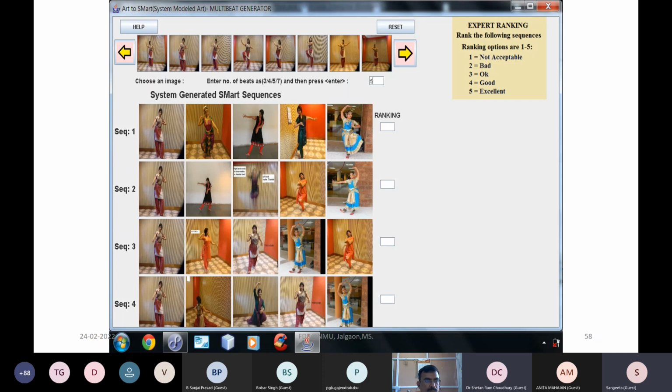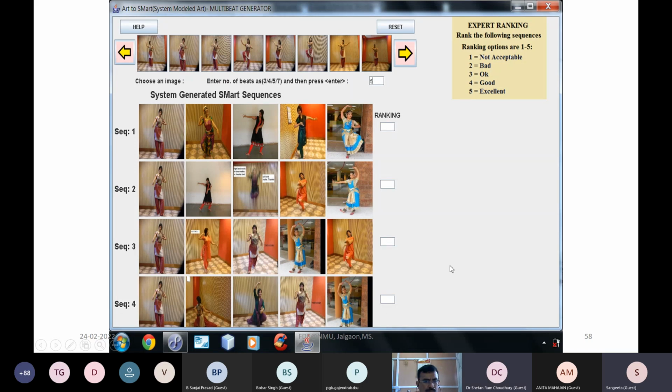So through the Art to Smart system, we had so many unique poses, and for the same sequence, see, this is sequence 1. So if it's a 5-beat movement, the dancer can choose this movement and say, okay, this is the best. Or she can choose this or this or this. There are 10 different sequences generated by the system. Only 4 are shown here because of the lack of space on the screen. It's a screenshot. The dancer, as an expert, would rank these.